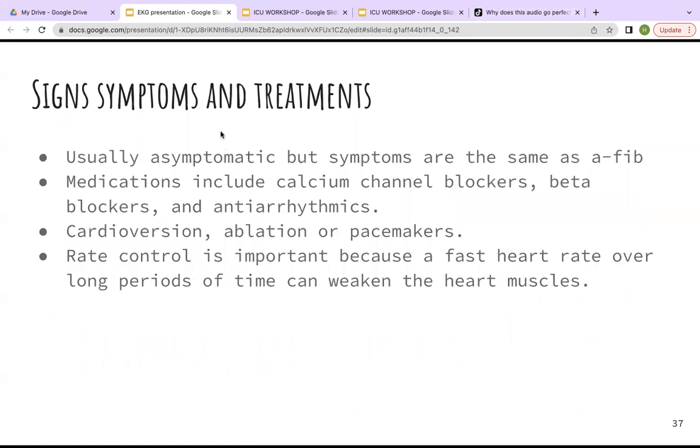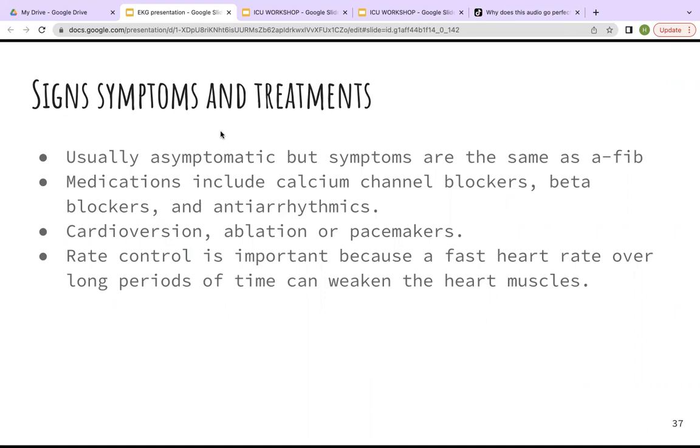It's mostly asymptomatic, but if they do have symptoms, it will be identical to AFib. Medications include antiarrhythmics, beta blockers, and calcium channel blockers, very similar treatment to AFib. Further treatment that's more invasive is going to be cardioversion, ablation, or pacemakers.